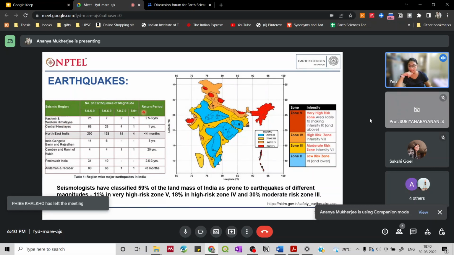These are some of the seismic regions and the number of earthquakes of high magnitude. You can see that northeast India, on an average, has much more severe magnitude earthquakes. And the return periods are less than 4 months, so very recurrent earthquake events happen in the northeast Indian region. And over here we can see that 59% of the landmass of India is prone to earthquakes. That is more than half of the Indian landmass, which makes understanding earthquakes and minimizing the risk caused by them very important in the Indian context.